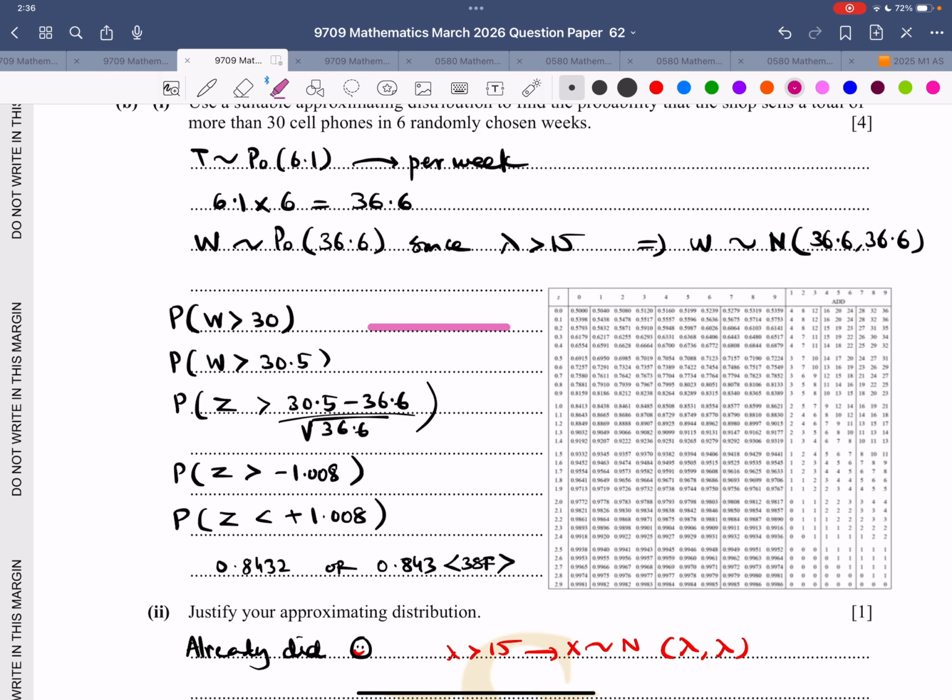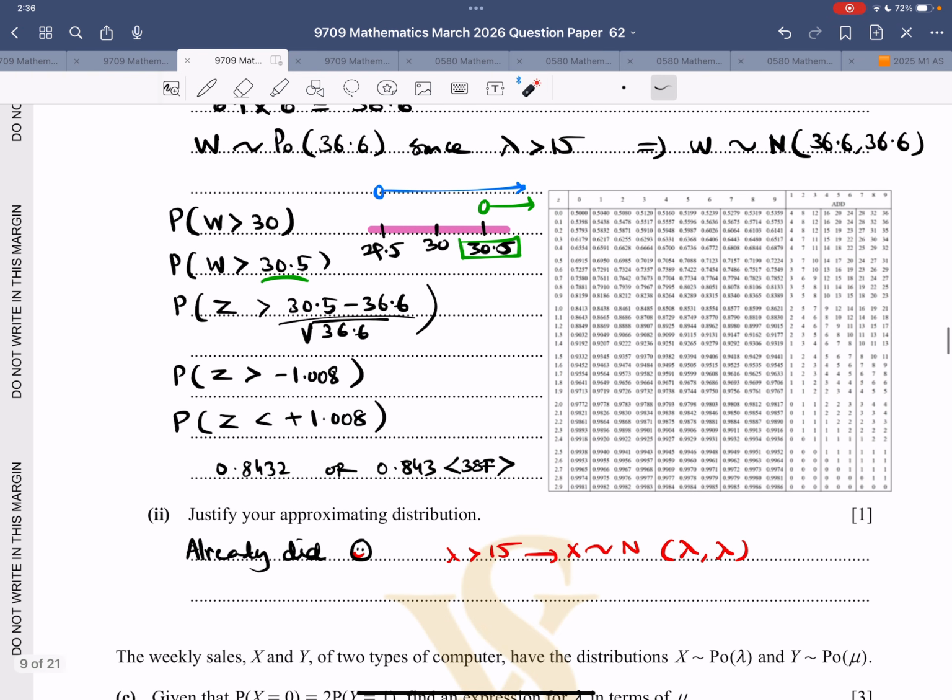Make a habit of drawing a number line. So this is 30, this is 30.5, this is 29.5. 30 is not inclusive, so either choose 30.5 or 29.5, which is the correct one? Non-inclusive, therefore choose 30.5. From 30.5, subtract the mean divided by square root of variance, that's the z value.